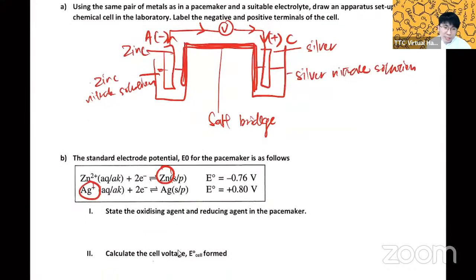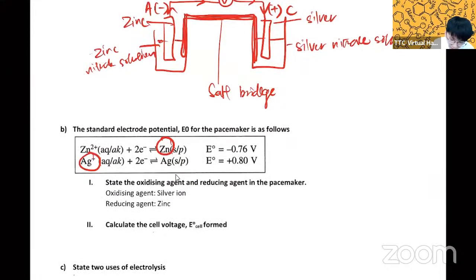Okay, so state the agent. So I just told you. The oxidizing agent is your silver ion. The reducing agent is zinc. Okay, E0 value, same thing. Take cathode minus anode.